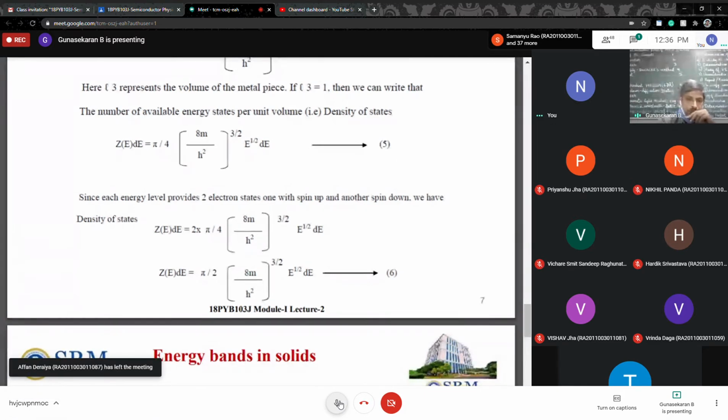Okay, so now Z of E dE is pi by 2, 8m by h square whole power 3 by 2, E power 1 by 2 into dE. Now again you can rewrite this equation. Sometimes in some reference books, they take m outside, taking m common and putting some more equations. There are different forms, but anyway, the expression is the same. That's all. So equation 6 gives the density of states of electrons.